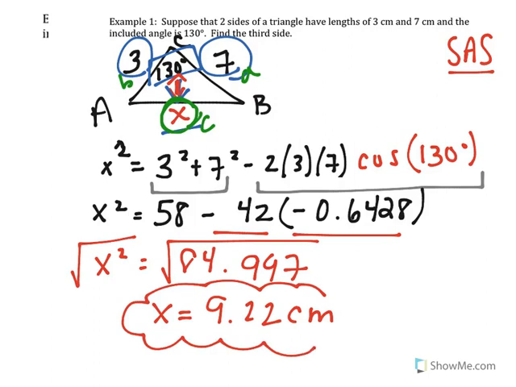Okay? 9.22 centimeters. And you can always ask yourself, there's no perfect way to check this, but you can kind of use common sense. A triangle's angles have to add to 180. So that means if one of my angles is 130, the side opposite that should be the biggest side. 9.22 is the biggest side. The others are 3 and 7. So this does indeed make sense.